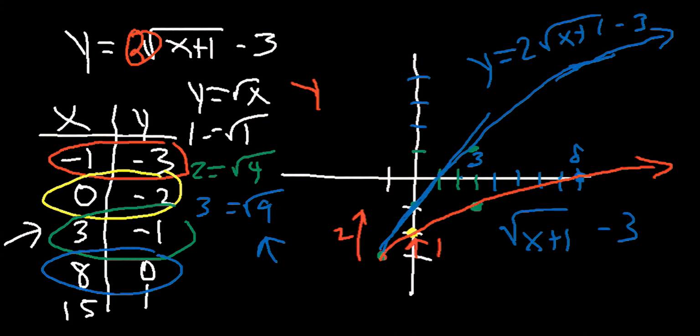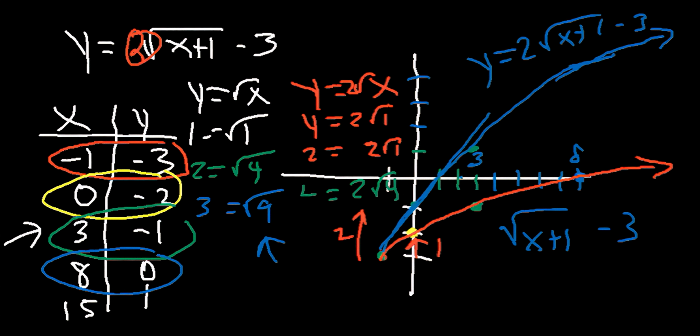So if we use this pattern here, let's say there was a 2, it would be 2 square root of 1, which is 2. If we plug in a 4, it's going to be 4. If we plug in 9, it's going to be 6. Square root of 9 is 3, times 2 is 6. So the amount that we increase the y values will simply double.